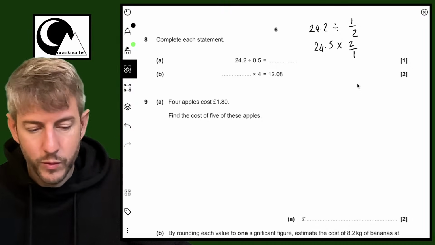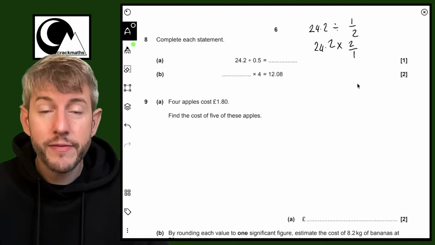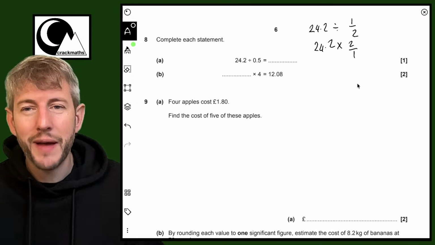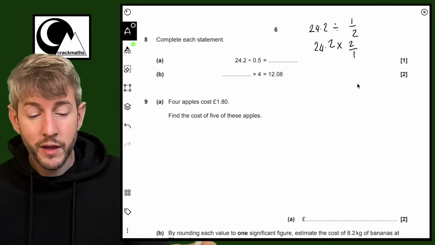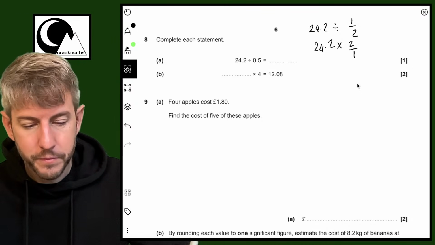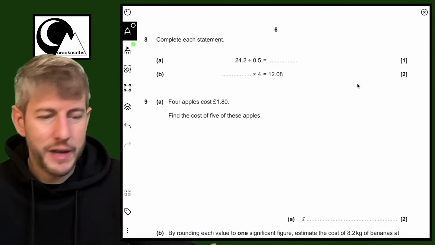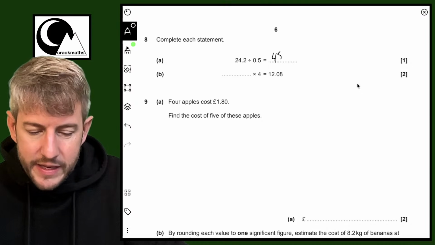So here we go. Oh, I put a 5 there. 24.2. So if I'm dividing by 0.5, that's the same as multiplying by 2. So 24.2 times 2. Well, this is quite easy. They all just kind of double because it doesn't do anything funny. So this is going to be 48.4.